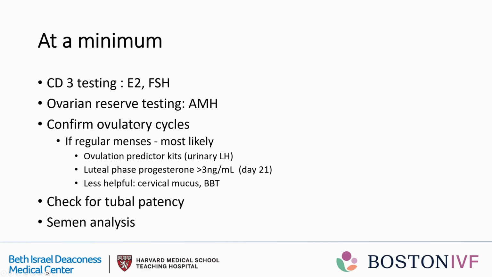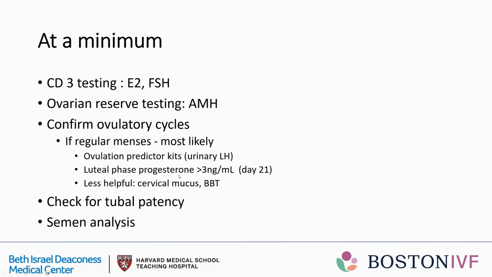Confirmation of ovulatory cycles. If they have irregular cycles, they are likely ovulatory, but some ways to confirm that would be to use the ovulation predictor kits and see if they do have that LH surge, or checking luteal phase progesterone on day 21. Less helpful tools are cervical mucus monitoring and basal body temperature.